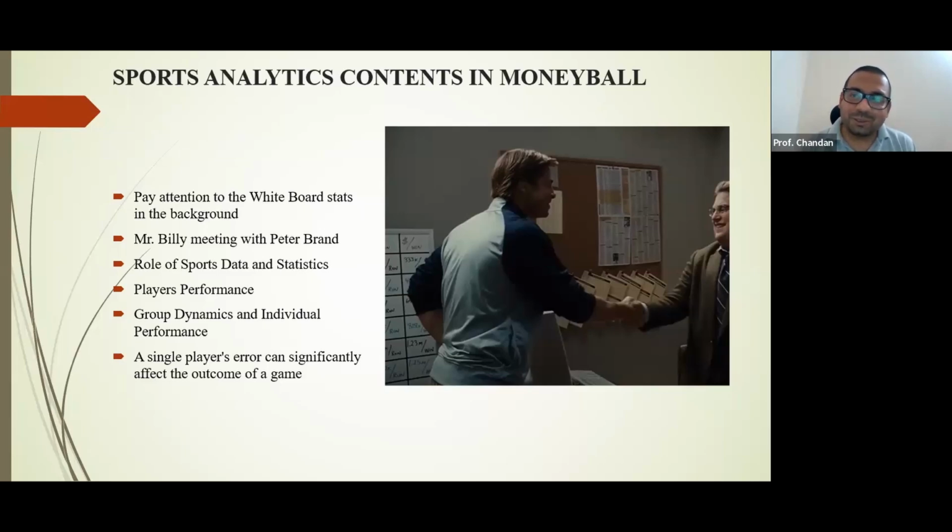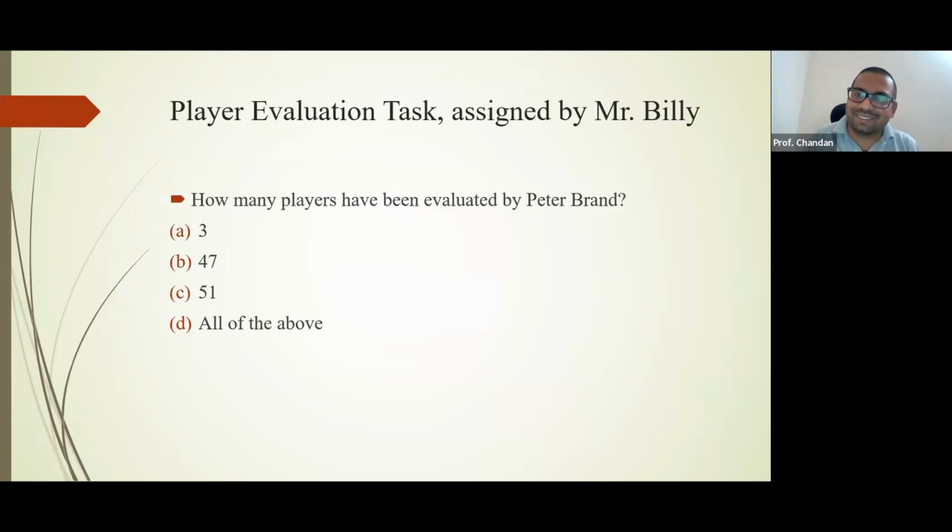And the objective is to win the tournament or win the final game, which we have seen in the movie Moneyball, right? So assuming if you have seen the movie, the question is how many players have been evaluated by Peter Brand? Because that's the task given by Mr. Billy Beane to Peter Brand. And the options are 3 players, 47 players, 51 players, and all of the above. So you can guess the answer.